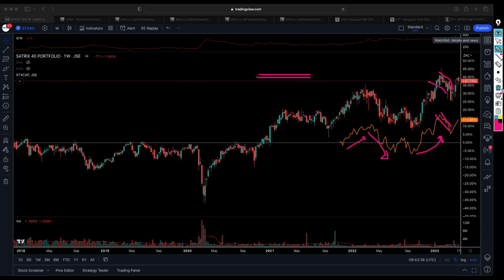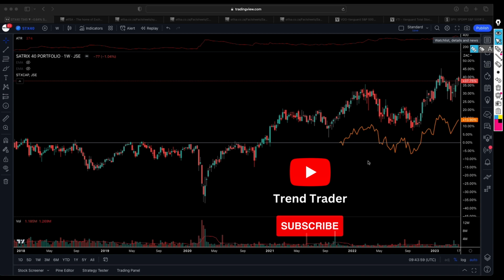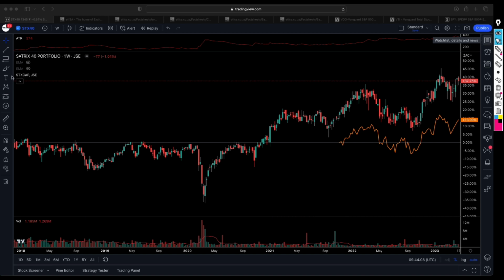So that is why, in my opinion, it doesn't matter which one you invest in. If you want exposure to the top 40, you can just go for the top 40. But if you want exposure to the whole market, then you can go for the Satrix capped all share index. And be mindful that it is only Satrix that has the all share index tracking ETF. The other ETF providers don't have it. They have the top 40 ETFs, but not the all share capped ETF. So that is something that you should be mindful of.